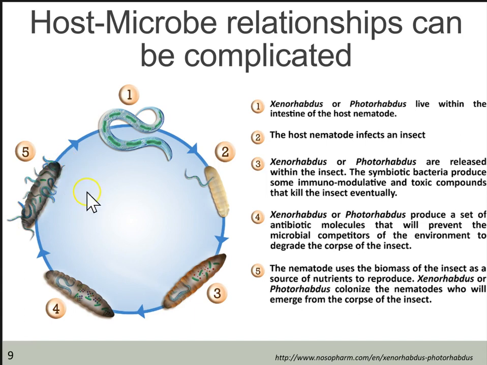And then the nematode is able to use the biomass of the insect as a source of nutrients to reproduce. So this is gaining a definite benefit from these particular microbes. And then these microbes recolonize in the new generation of worms, and then the cycle continues. So here's a great example where a microbe can be potentially pathogenic to one organism, the insect, but can be beneficial to another organism, the worm.